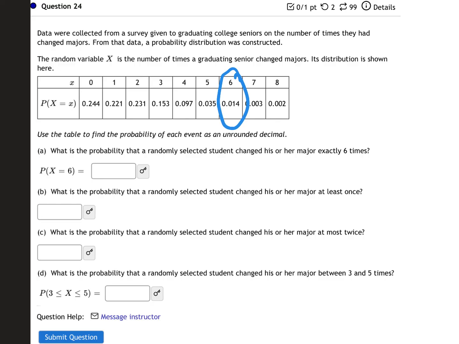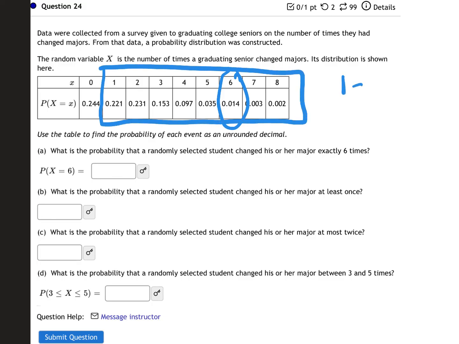At least once is one or more. Take all of these and add them together, or, easier, 1 minus 0.244, since that's the only one that's not there. What's the probability that a randomly selected person changes at most twice, so 2 or fewer times? Add these 3 together and put it there. What's the probability that a change is made between 3 and 5 times? Add these together and put it there.